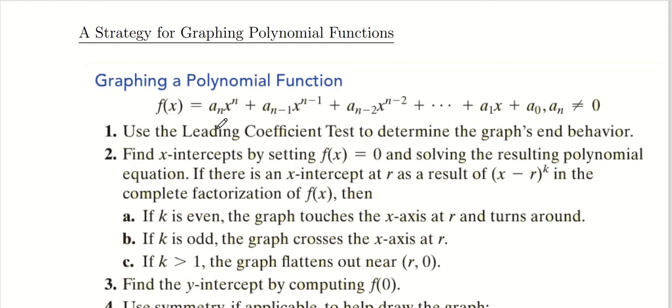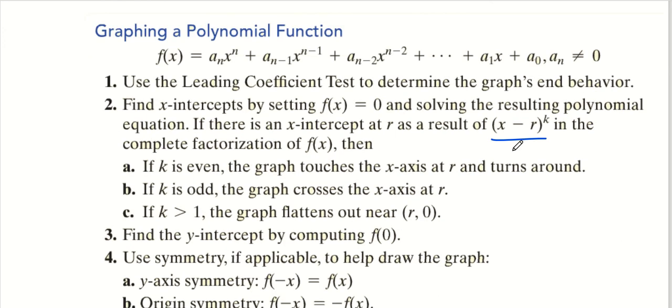The next thing we're going to get into is a strategy for graphing polynomials. The first step is to use the leading coefficient test to determine the graph's end behavior. The next thing we want to do is find our x-intercepts by setting the function equal to 0. For us, the main technique for solving this is going to be to factor it, and we want to put it in a factored form that will help us see the multiplicity of each intercept. We can then categorize each intercept based upon its multiplicity in terms of what it means for the graph.